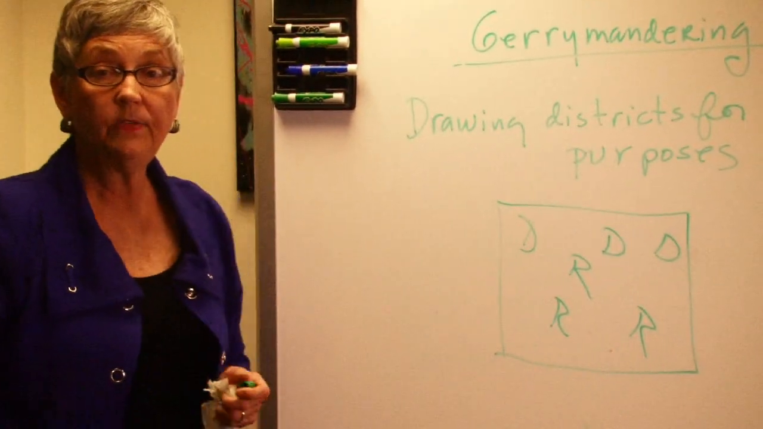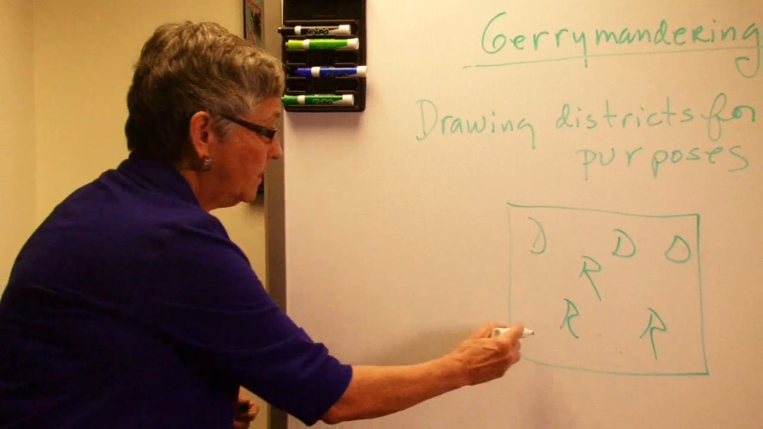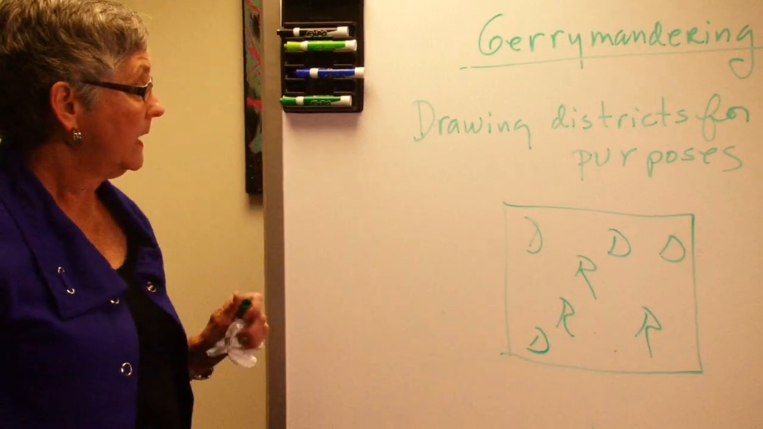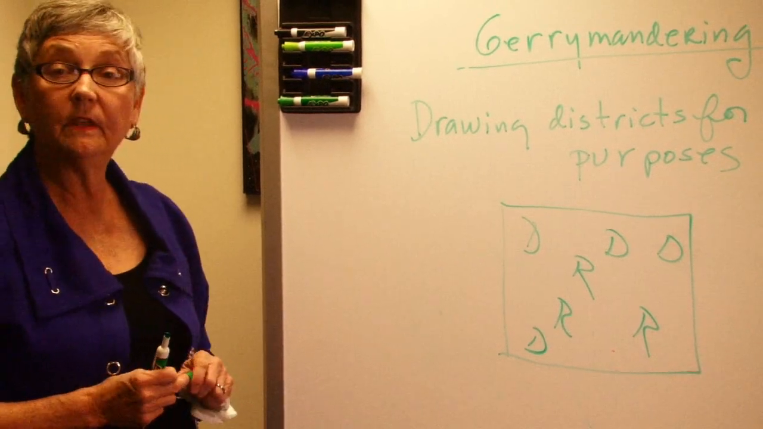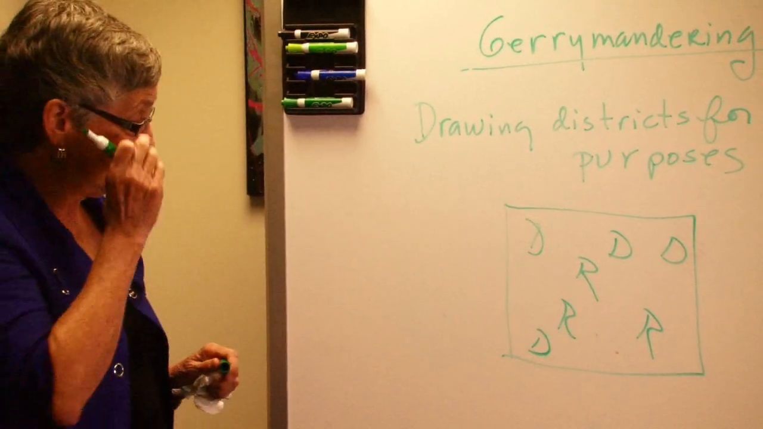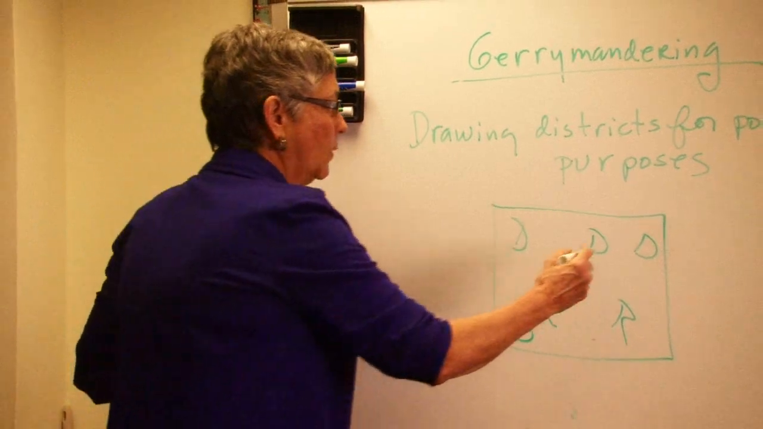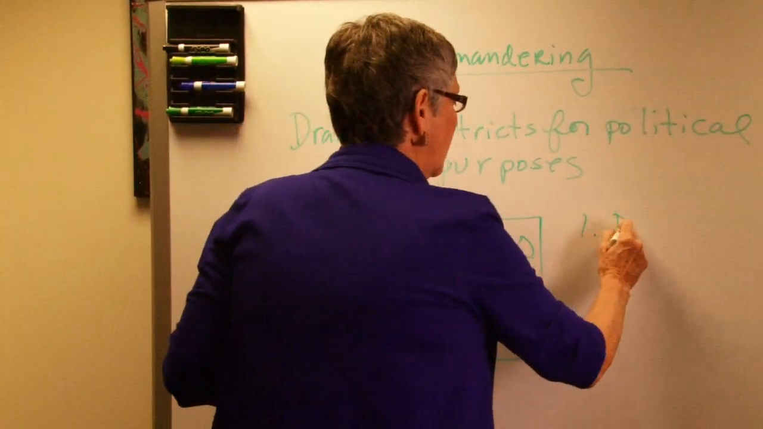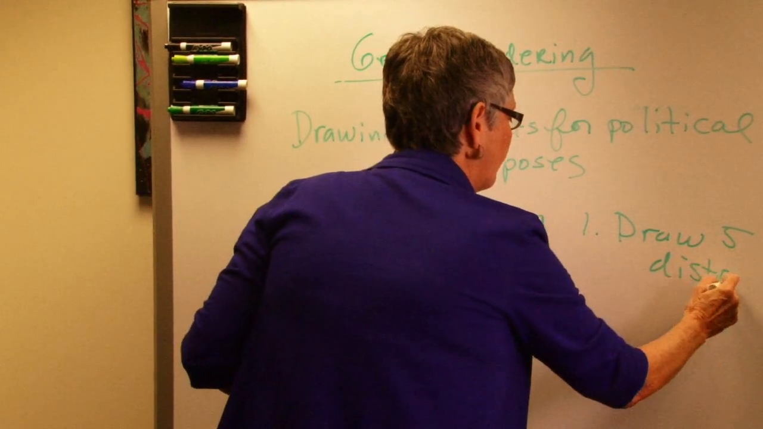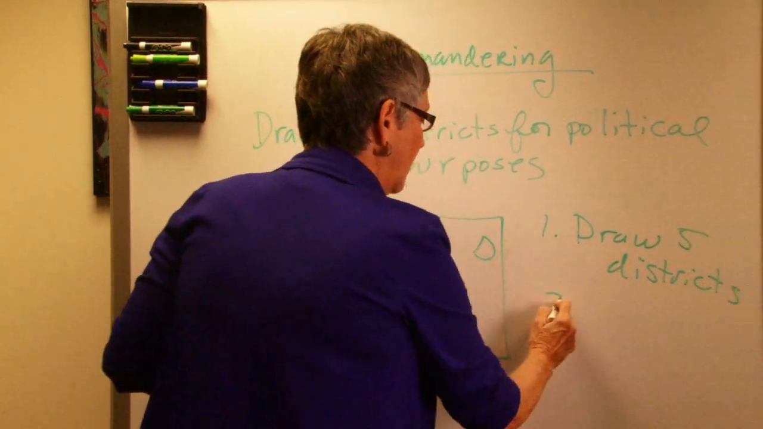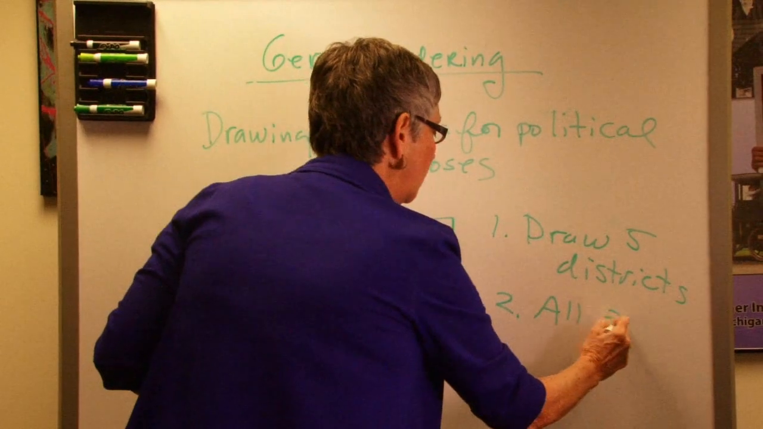So let's say that I'm going to put a Democrat down here. All right, let's say I'm a Democrat. Then this particular state, State X, is dominated by the Democratic Party. So what are we going to do? We are going to have these tasks. Draw 5 districts. And number 2, they are all equal.